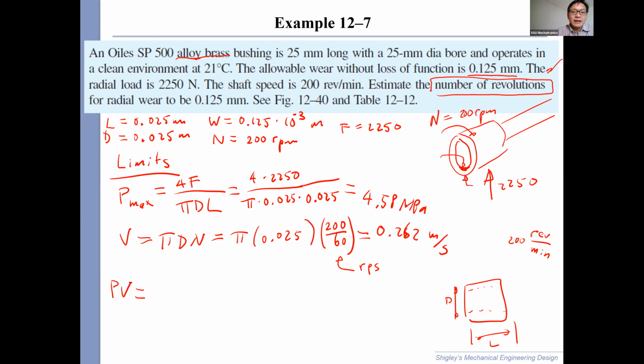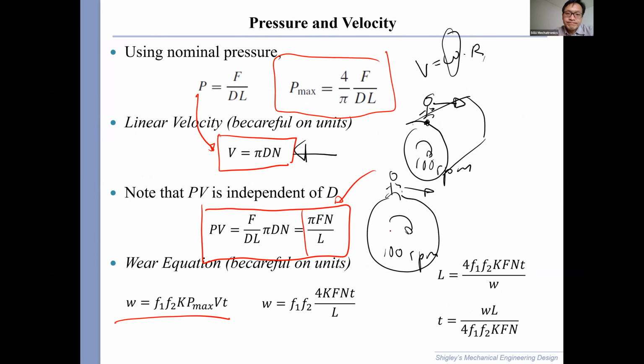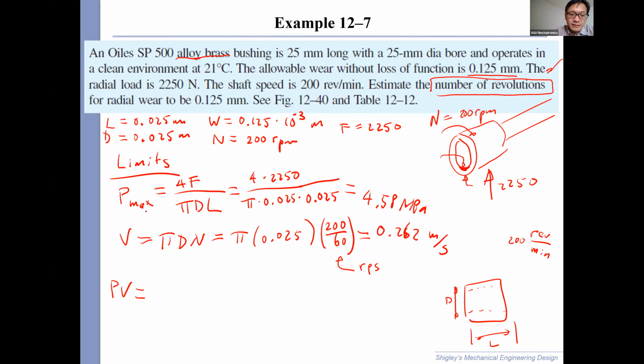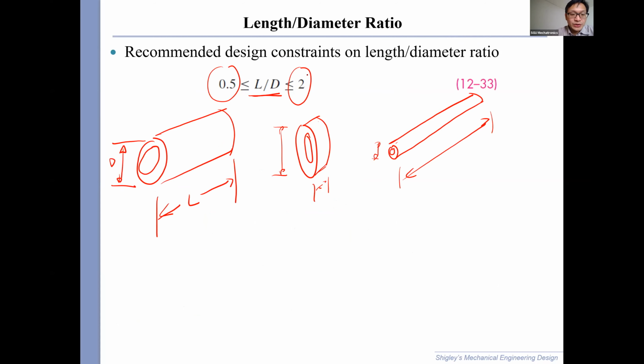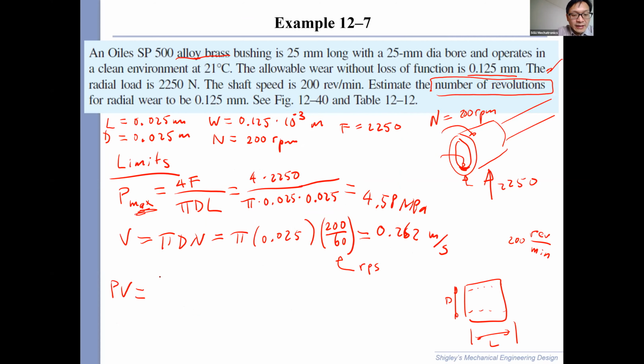Okay, now PV, you cannot just multiply 4.58 times 0.262 because remember in the formula, what we did was Pmax. We just did that, Pmax, okay? Pmax, not P. The average pressure is P. So when we say PV, it's the average pressure multiplied by V, not the Pmax multiplied by V. So we can just do the formula that is given.